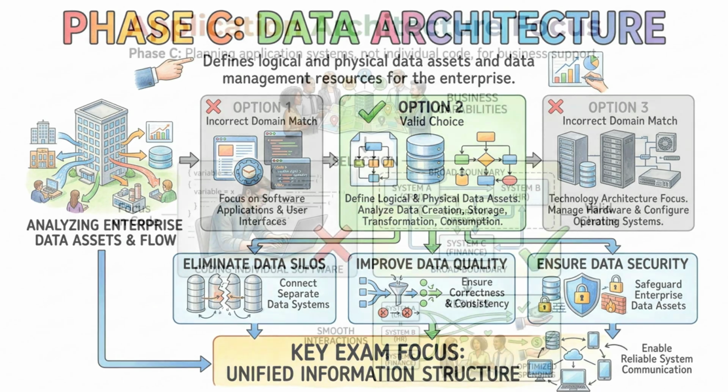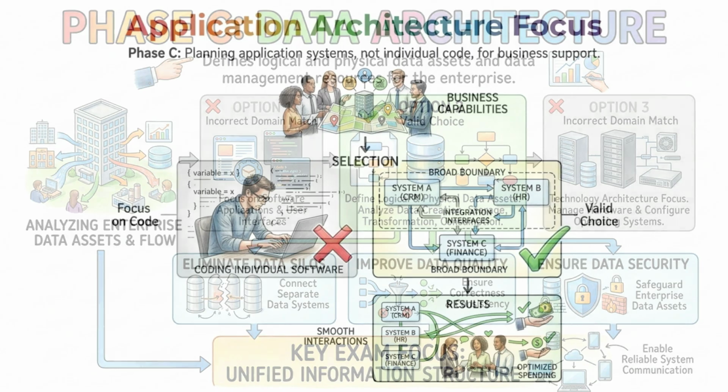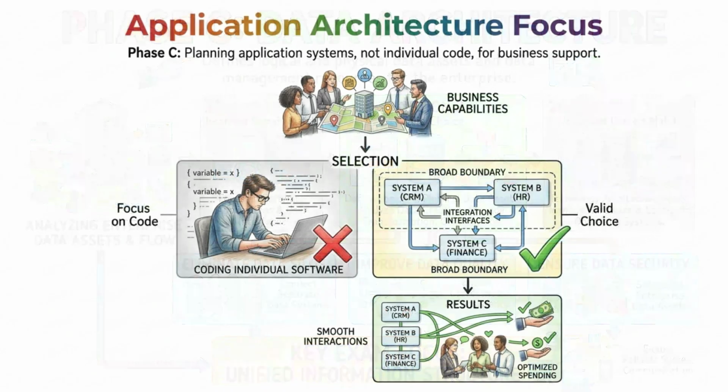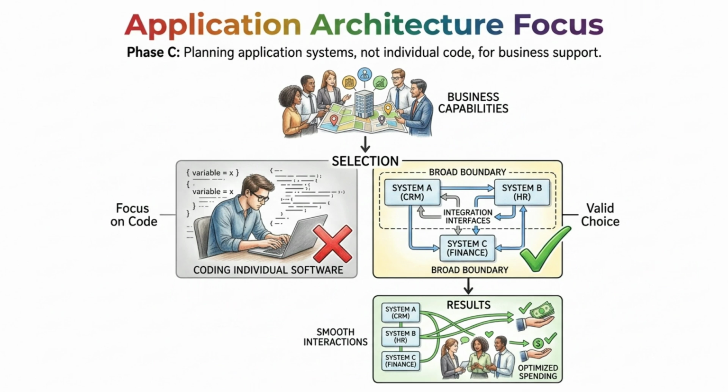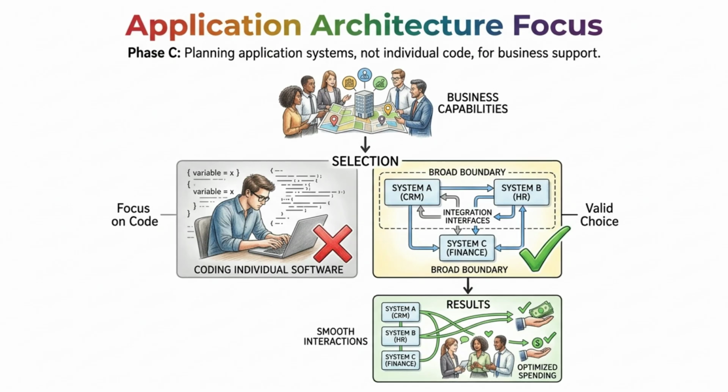The application architecture portion of Phase C defines the major kinds of application systems needed to process data and support business capabilities. Rather than designing individual software code, architects focus on system functions, application boundaries, and integration interfaces between systems. This prevents redundant software purchases and ensures applications interact smoothly across departments. Exam questions often ask you to distinguish between managing software code versus defining application system boundaries and interrelationships.